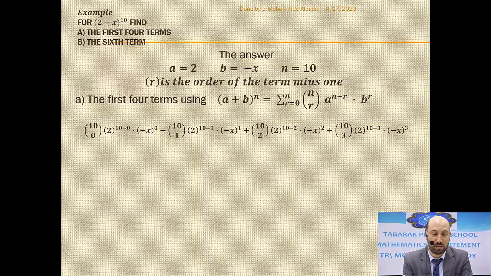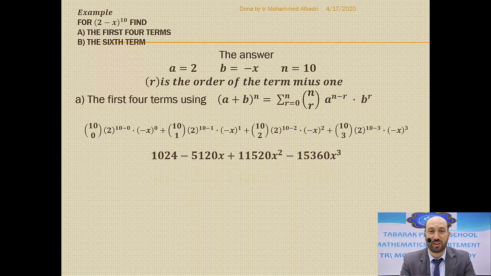For the numbers we can use the calculator: 10 choose 0 using the steps of 10, shift, divide, 0 and equals. So now when we do it, the first term doesn't have any x. It will be 1024, and the second term will be negative 5120x. The third term will be 11520 x squared, and the fourth term will be negative 15360 x power 3. Here for the first part a.